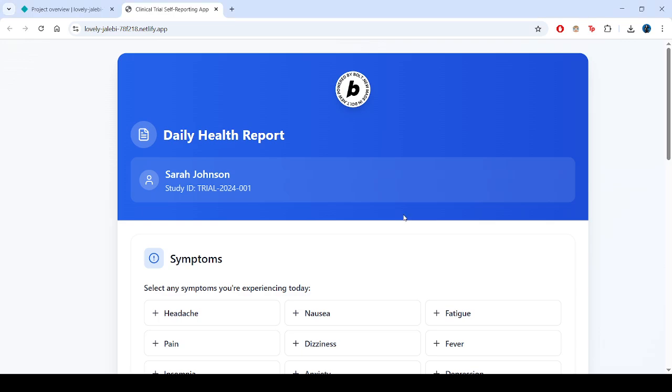I, along with my friend Harsh Krishan Verma, have created this project for clinical trials, self-reporting for patients. We both have work experience in the healthcare domain, and that's the reason we thought of using Bolt software as well as the Netlify tool to create some value in the healthcare domain. The project we have created can be used by patients who are participants of clinical trials.